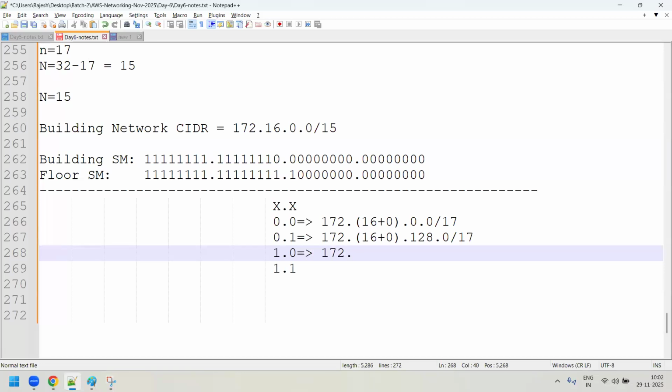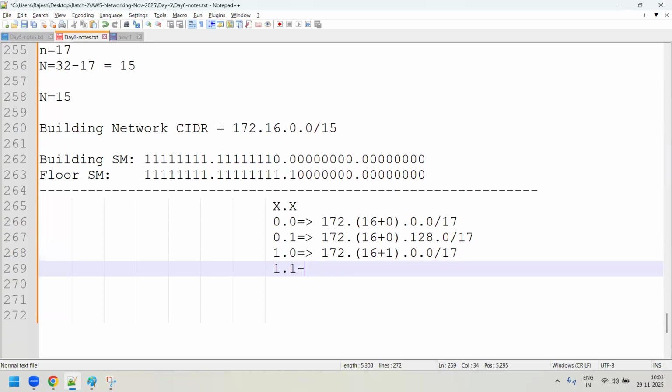172 dot 16 plus, because this is 1, right? 2 to the power of 0 is 1, so 1 plus 16 is 17, dot 0.0 slash 17. Then 172 dot 16, and this is 2 to the power of 0 is 1, so you take 1, and this is 128 only, so 172.17.128.0 slash 17.